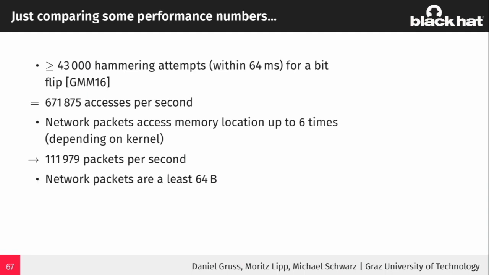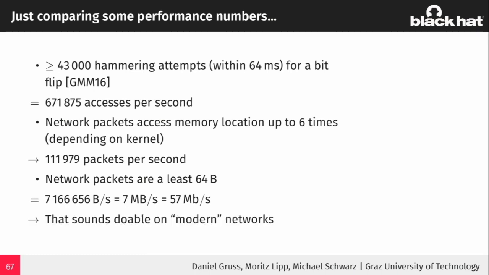But network packets have at least 64 bytes, so we need something like 57 megabits per second. That sounds really unrealistic. No, who has a 57 megabits per second connection somewhere? No, at least we don't in Austria. No, not in Austria. But of course, we have modern and pretty fast networks, so this is not an issue at all. Outside of Austria. Outside of Austria, of course.